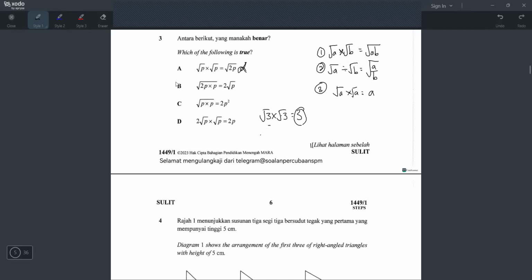What about this one? Square root 2P times P. Okay, let's try to simplify this. Square root 2P times P. Okay, 2P times P is actually 2P squared, right? So this is the correct answer. But the one they write beside doesn't even make sense. They write 2 square root P. So yeah, this is wrong.